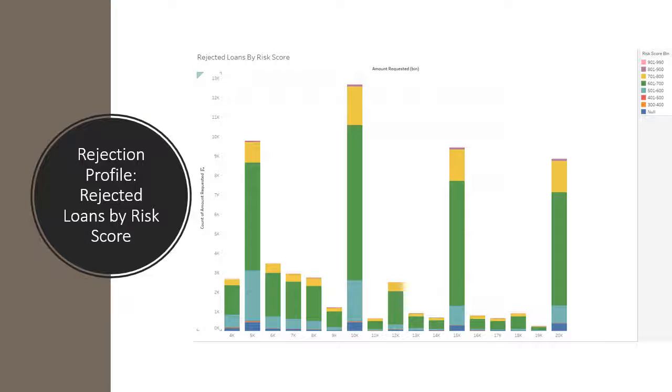The first factor we actually can use in our rejection profile is the risk score. As you can see in these loans, the stacked bar graph is creating bins between basically 100 points of risk score, starting at the lowest value of 300 to 400 and going all the way up to values between 901 and 990. As you can see, most of our rejected loans had risk scores below 700. Therefore, our first factor in our rejection profile is a risk score below 700.